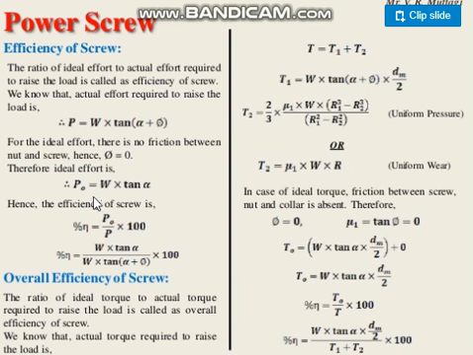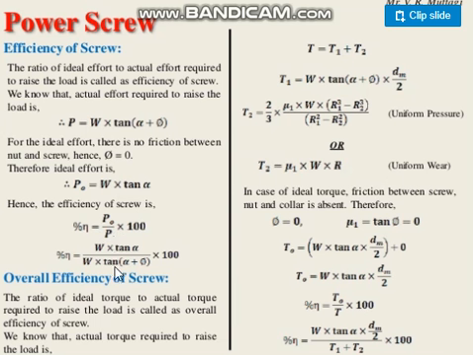The ideal effort P0 is equal to W tan alpha. This is the effort required to raise the load when there is no friction. But when friction is there, this is the formula. These are the two formulae, without friction and with friction. Now the efficiency is the ratio of these two, the ideal effort upon the actual effort, into 100. This is the percentage efficiency, that is percentage eta is P0 upon P into 100.